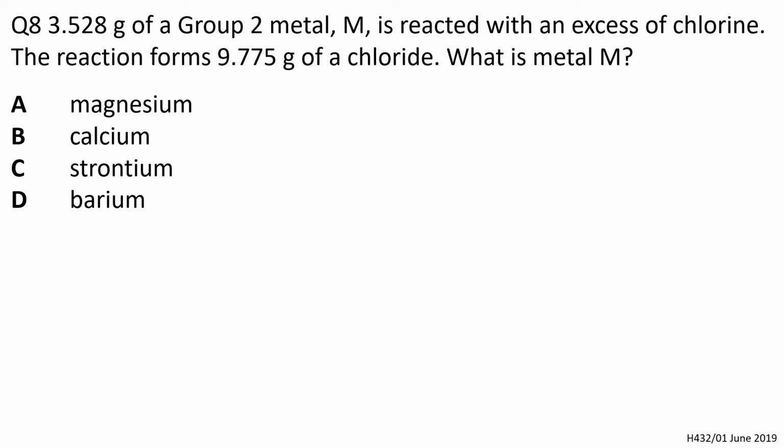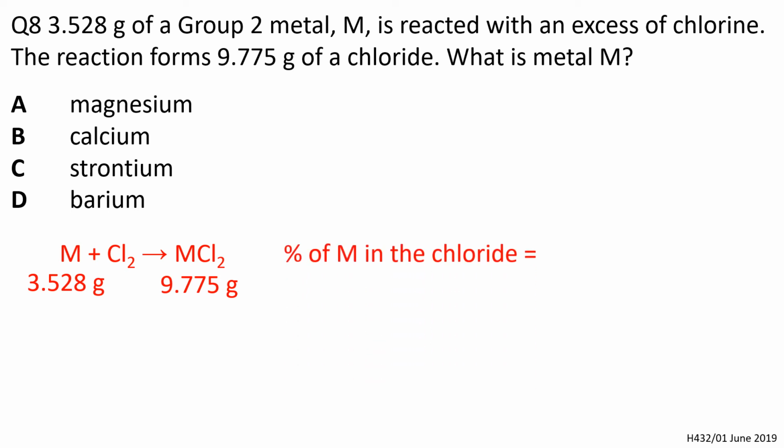Okay, so next up we've got a reacting masses question linked to our knowledge of group 2. What do we need to know about group 2? Well, when group 2 metals react with chlorine, they make the metal chloride. Group 2 metals form 2+ ions, and chlorine is going to make the chloride 1- ion. So they will react together according to that general equation there. We've got the mass of the metal, we've got the mass of the metal chloride, so we can work out the percentage of the metal in the chloride.